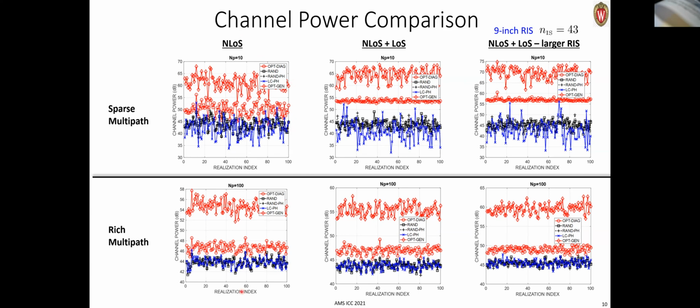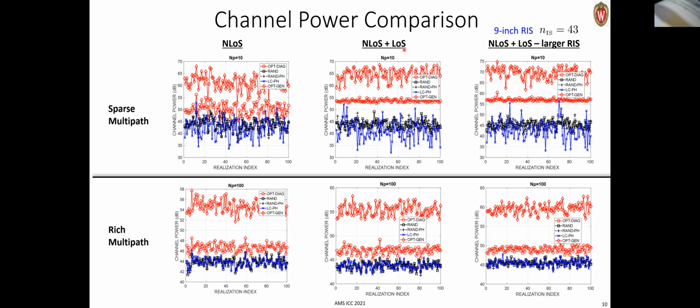If we go to the rich multipath scenario, what you see is that the variation of the power gets lower because of the higher diversity in the channel. But the average powers for the random and low complexity phase only are about the same, whereas the powers for the optimum designs actually get a little bit smaller, and we'll see the optimum designs favor fewer eigenvalues.